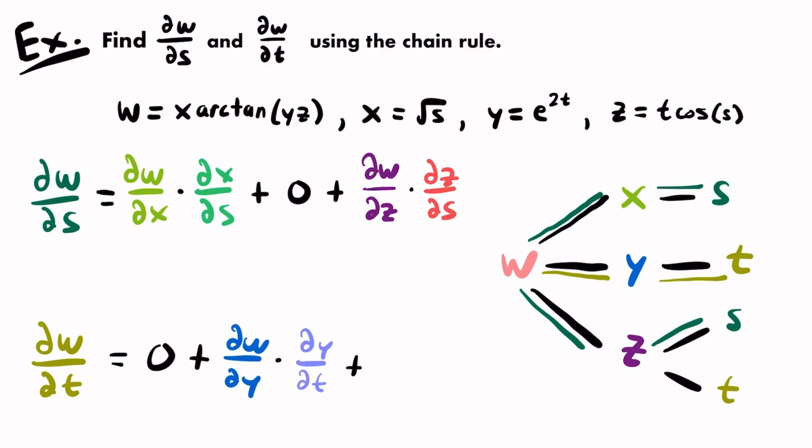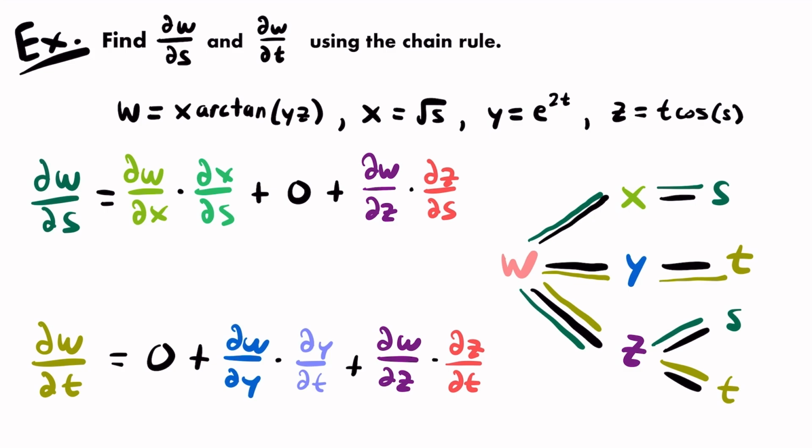And then finally, for the last term, we can take the path from w to z to t. That would be this path right here. And so we'll take a partial of w with respect to z, and then a partial of z with respect to t, giving us this term, the partial derivative of w with respect to z, multiplied by the partial derivative of z with respect to t. Okay, and so now we have our formulas for both of our partial derivatives. Now let's work on finding them. It's going to be a little bit easier than it was in the previous example because we have one less term to worry about in each case because some of those partial derivatives would be zero.